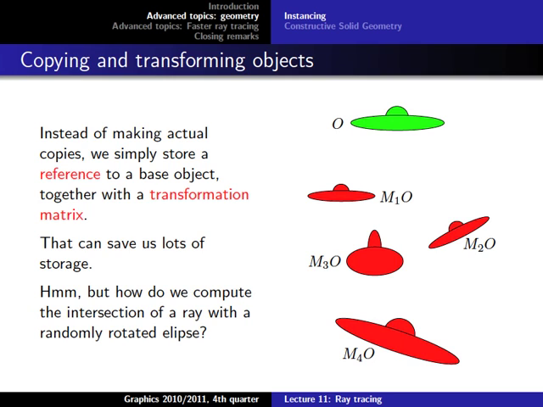But of course, the interesting question now is, if we want to do ray tracing, how do we calculate the intersection of, for example, a randomly rotated ellipse with a ray?